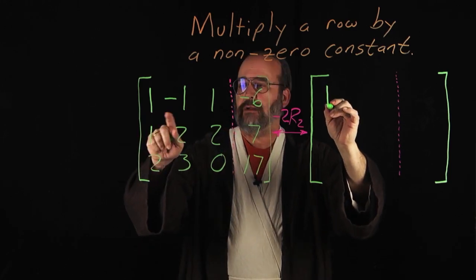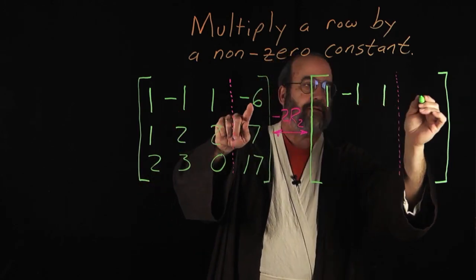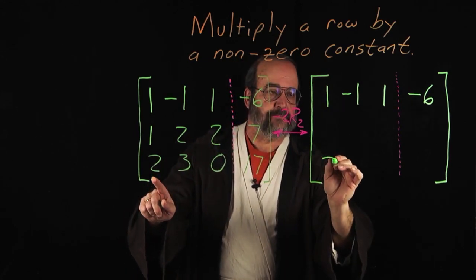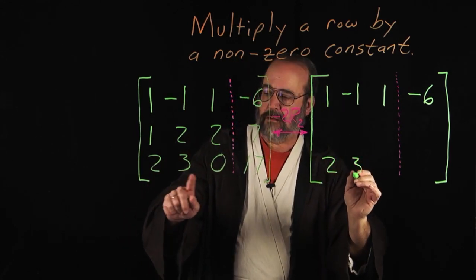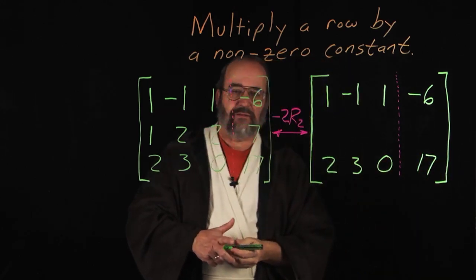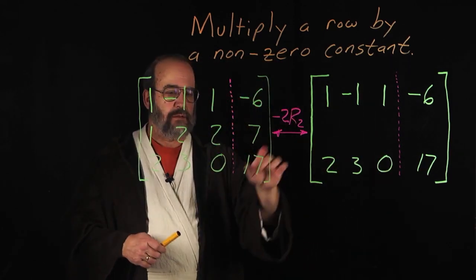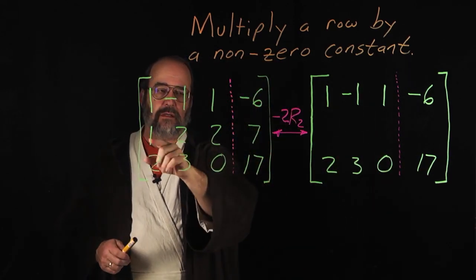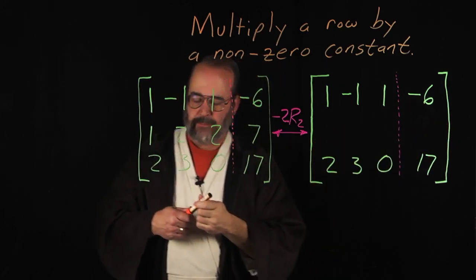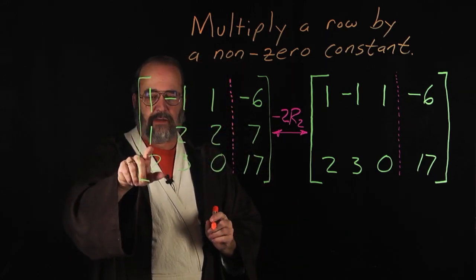So we've got 1, -1, 1, -6, and down here we got 2, 3, 0, and 17. So we're not even going to touch those. They're just going to kind of stay there because we're not working on those. We're only working on just this row right here, and we're going to multiply it by -2 and then write the answers over here. So we're going to take this second row, this equation right here, multiply by -2.